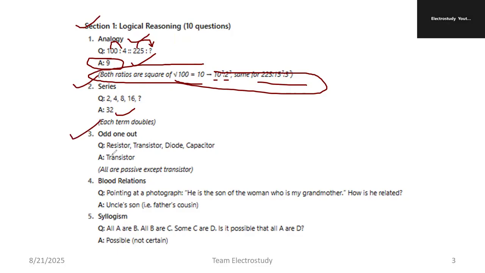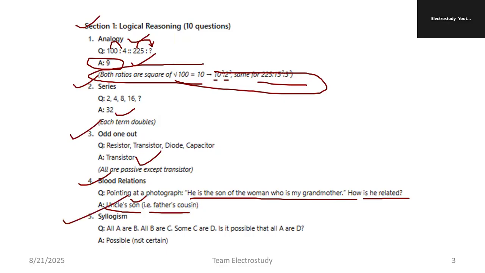Find the odd man out: resistor, transistor, diode, capacitor. Of course, resistor, diode, capacitor are basically passive components. The transistor is an active component. Blood relation is very important. Pointing at a photograph: he is the son of the woman who is my grandmother. How is he related? Better draw a simple diagram. If you draw the diagram, you will come to know very fast. So, of course, uncle's son, there is a relation. Otherwise, you can mention a father's cousin.